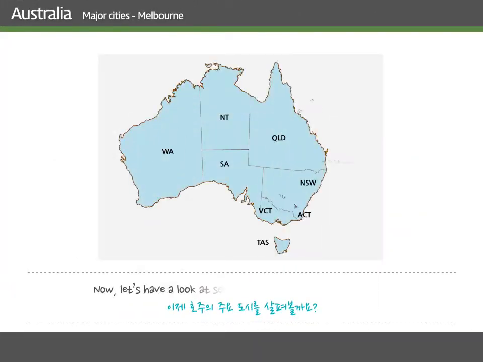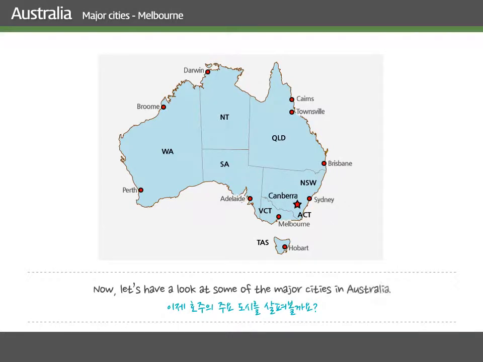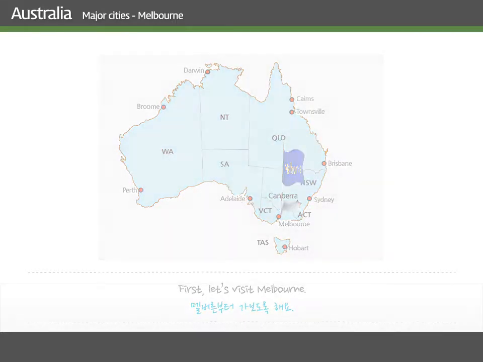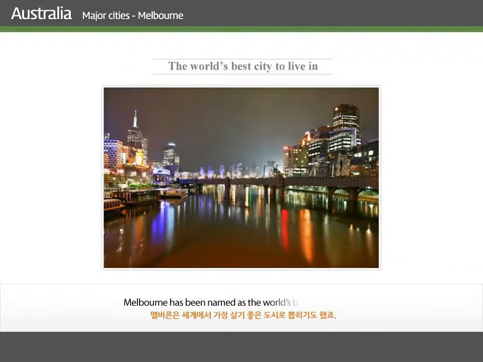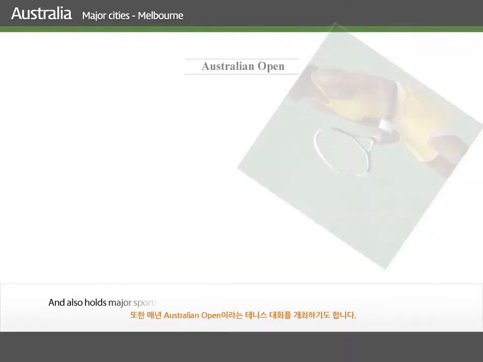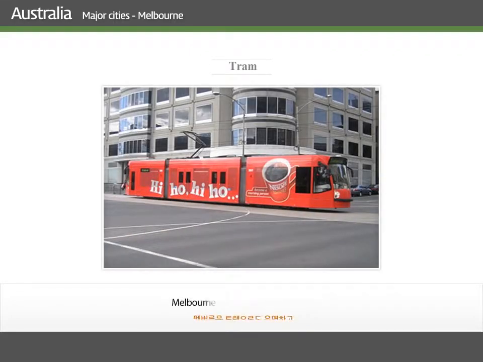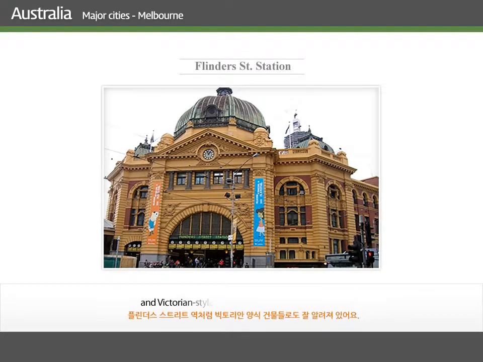Now, let's have a look at some of the major cities in Australia. First, let's visit Melbourne. Melbourne has been named the world's best city to live in, and also holds major sporting events such as the Australian Tennis Championship, open every year. Melbourne is famous for its trams and Victorian-style buildings like Flinders Street Station.